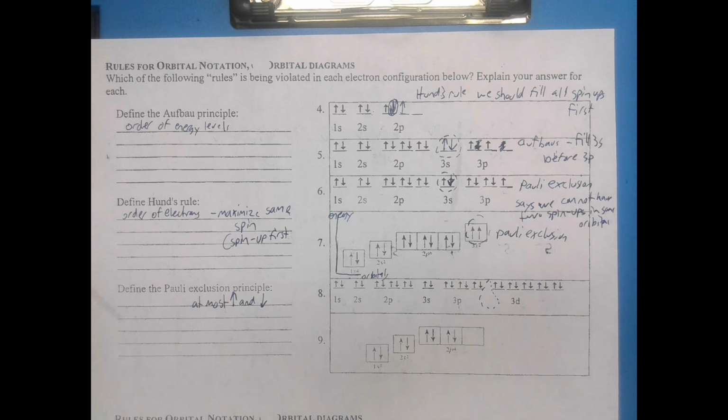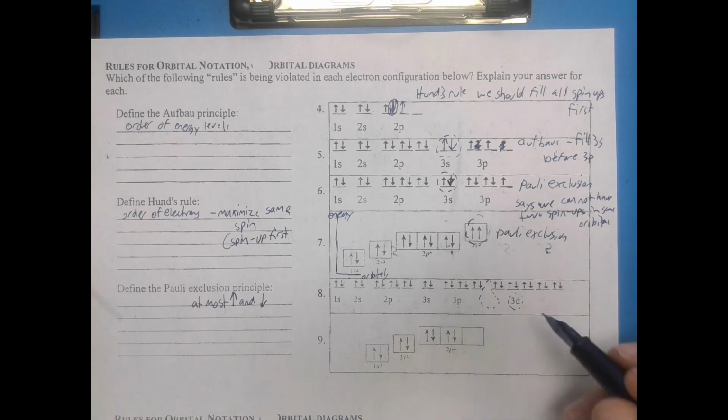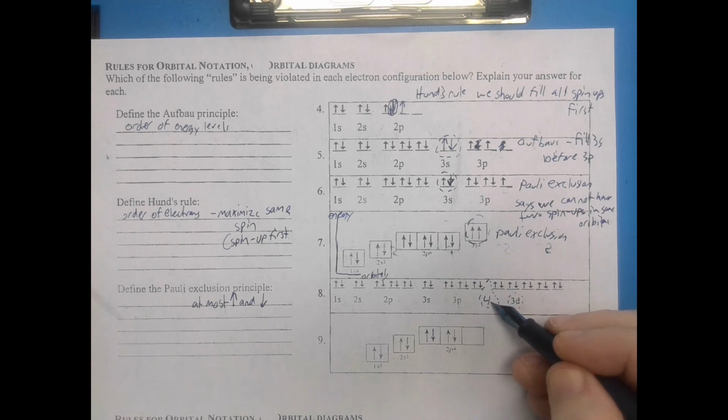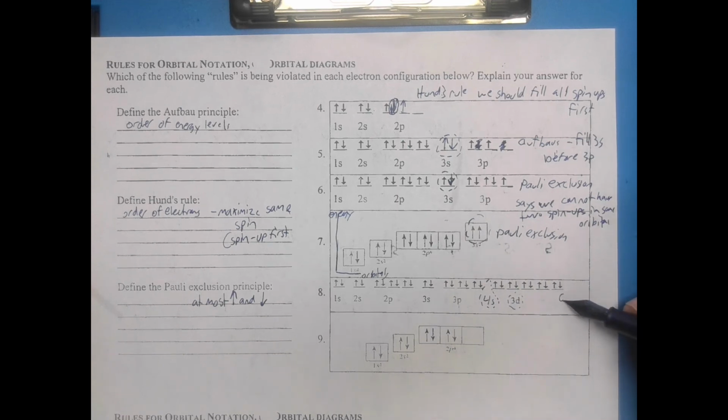Now you could have done it differently. You could have circled 3d. That is the mistake. It didn't really matter as long as you indicated it somehow. If you circled 3d, I got it right. But we should have had a 4s. This is Aufbau. Aufbau says 4s before 3d.